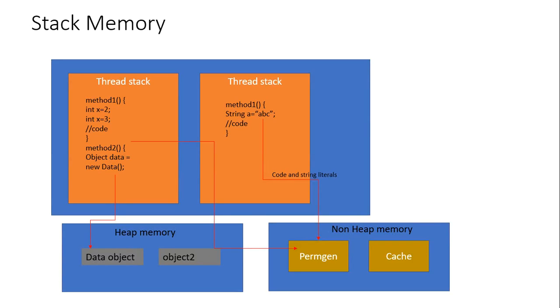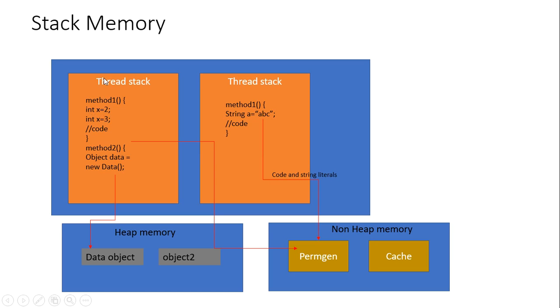Another one is called stack memory. Java is a multi-threaded world, so each thread will have its own stack memory. Stack memory stores all your method execution data. For example, if your method has local variables like int x equal to 2, int x equal to 3, and object references, all of this will be stored in the stack memory.